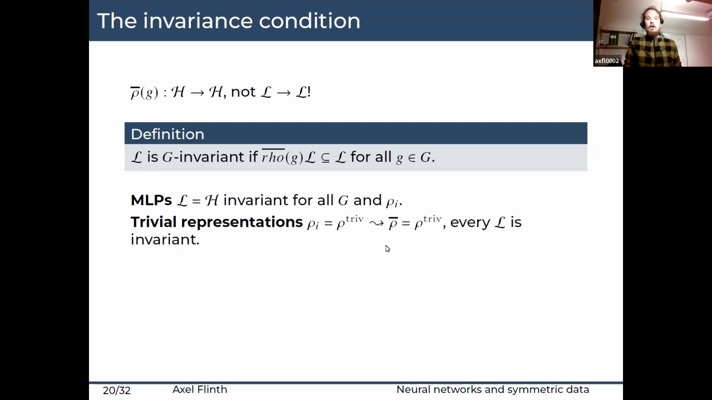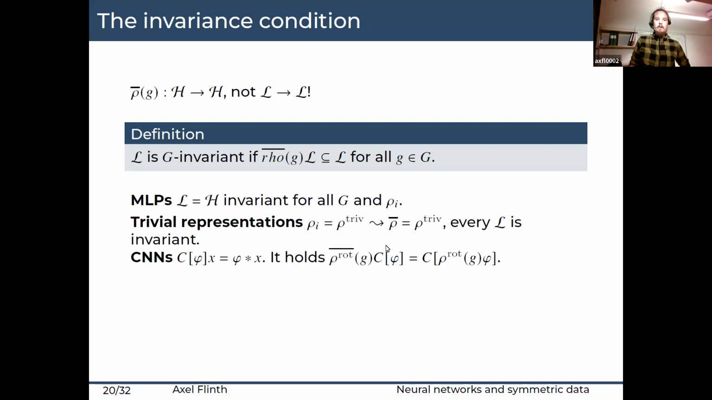An equally trivial example is when all of the representations are trivial. It's then not hard to realize that this action on the weight space also turns trivial. It does nothing to my weights. So when my representations are trivial, every architecture is invariant. A slightly more interesting example is the example of CNNs.